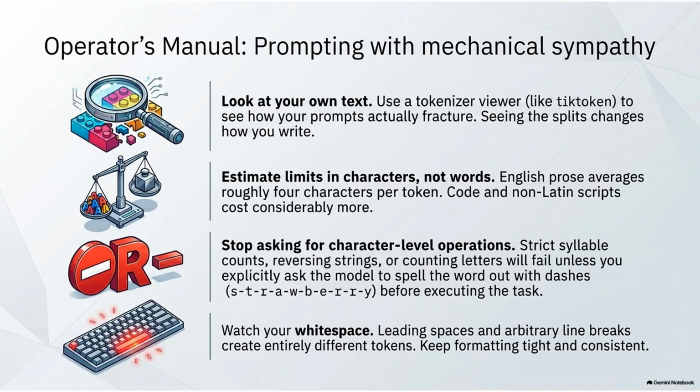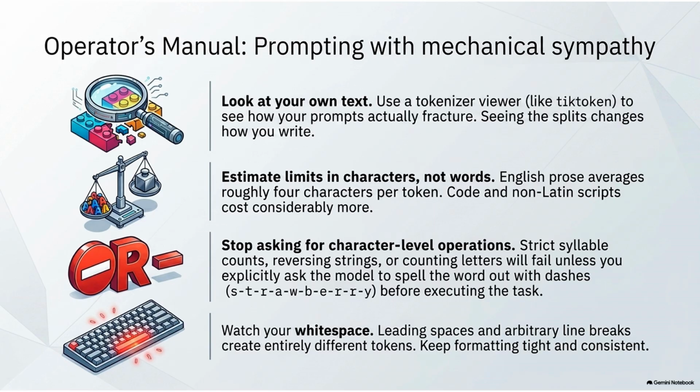2. Estimate your limits in characters, not words. English prose averages roughly 4 characters per token. Code costs more because of all the punctuation and indentation. Non-Latin scripts cost considerably more. Stop counting words. 3. Stop asking for character level operations, counting letters, reversing strings, strict syllable counts. Either expect it to fail or explicitly ask the model to spell the word out with dashes first and then do the task. That single instruction fixes most of these failures, and now you know exactly why it works.